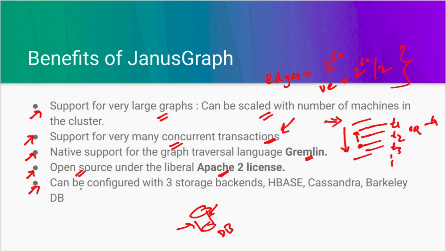The fifth benefit that JanusGraph provides us is that it can be configured with 3 storage backends, that is HBase, Cassandra and BerkeleyDB. What this simply means is JanusGraph provides us a simple layer which interacts with the database, and that database can be HBase, Cassandra or BerkeleyDB. That is, the data that we are providing to JanusGraph is ultimately stored in HBase, Cassandra or BerkeleyDB. But because of this JanusGraph layer, we can use it and query it. We'll be learning all of this in depth in our future sessions.